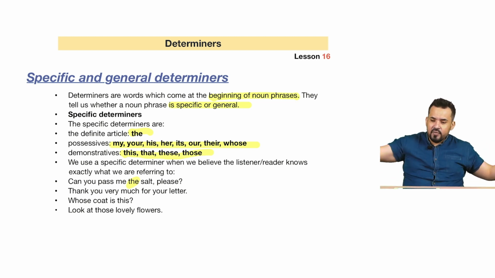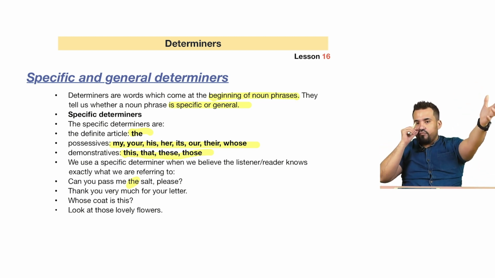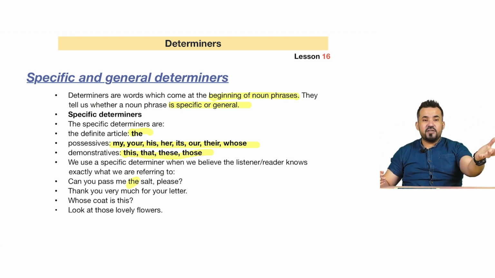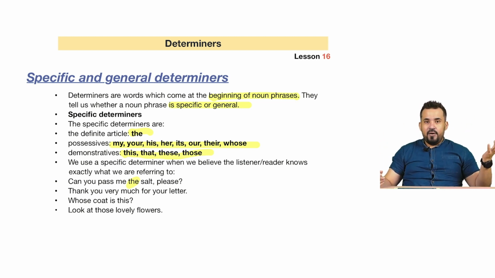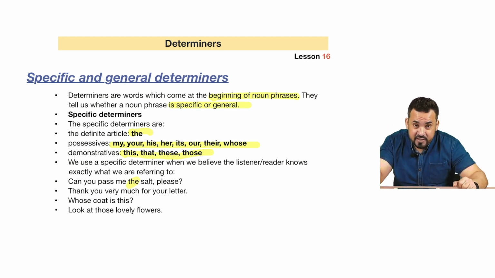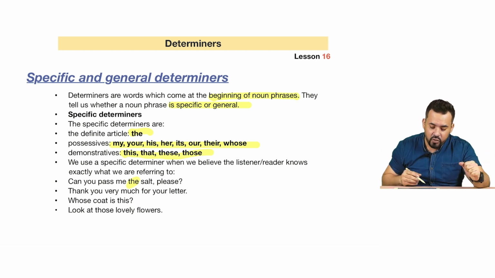But if I have six different types of salts, pink salt, Himalayan salt, sea salt, all kinds of salt, and I said, can you pass me the salt, please? Then it will be confusing, because which salt? Assuming that the listener knows which salt we are talking about, we use the specific article the, or the definite article the.